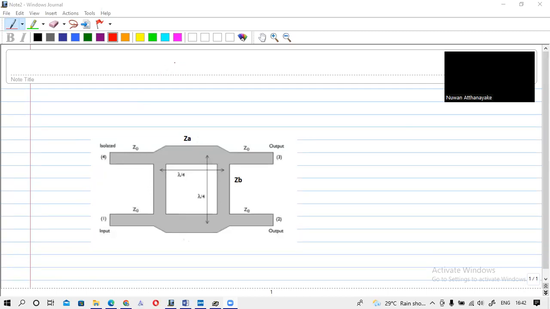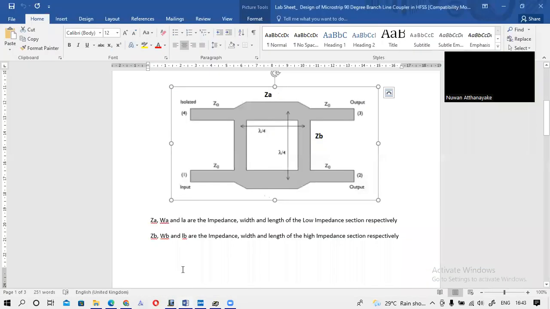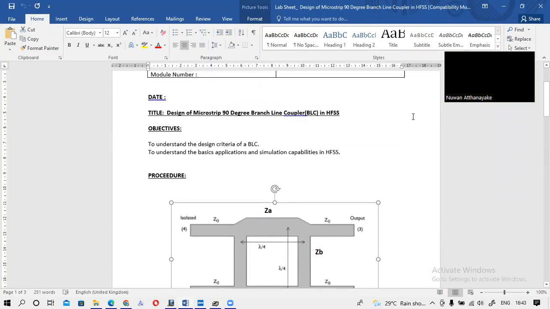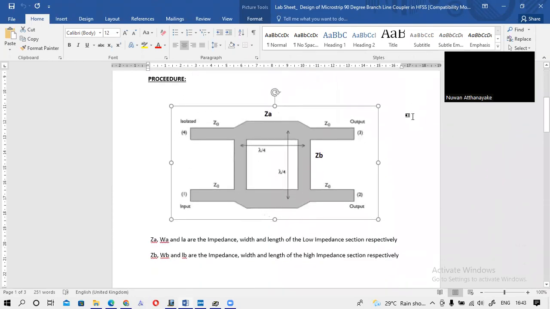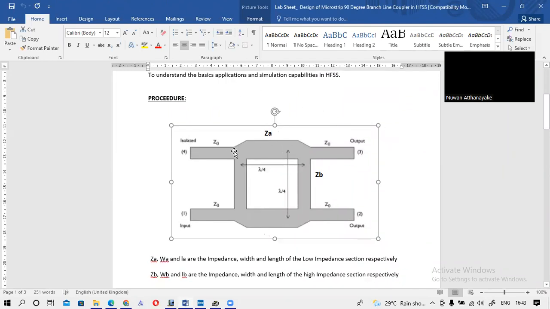So this is our second lab on microwave engineering. Here we are going to design a branch line coupler in HFSS. You have already been given the lab sheet, and I think it has already been uploaded to the LMS. Here you have to design a branch line coupler and calculate the important parameters related to the design.